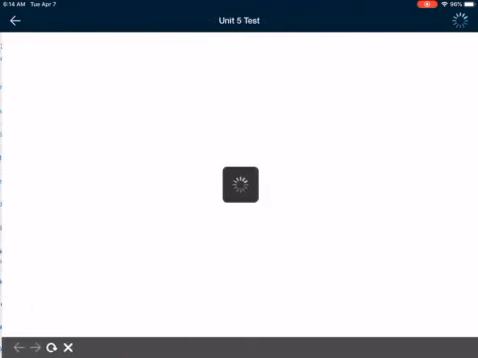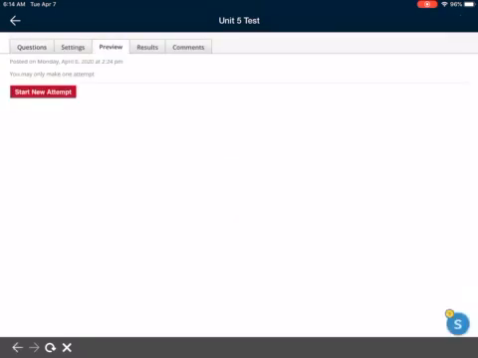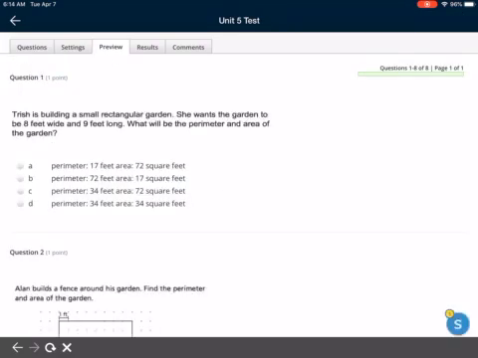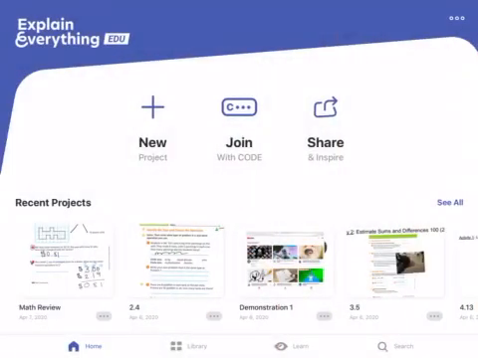Now for the test, any of these tests, you actually can't do work on these tests. So you are going to need either just some paper and pencil with you, or you can open up Notability, you can open up Explain Everything, whatever's going to work for you to do your work. But when you open it up, you're going to see it just says this, and you're going to hit Start New Attempt. So I'm going to open up Explain Everything at the same time, just to show you kind of like what you can do.